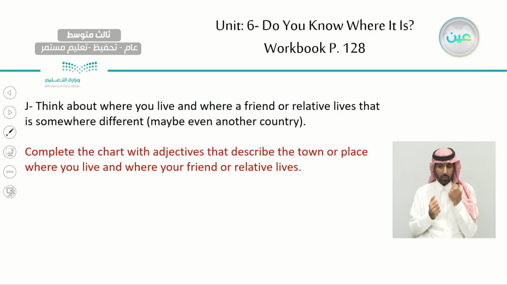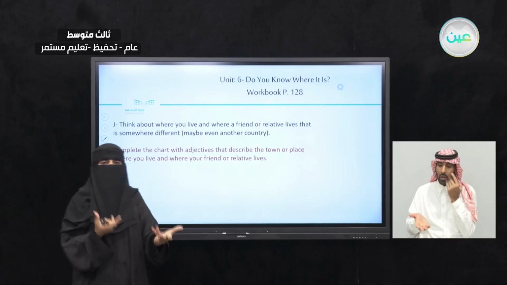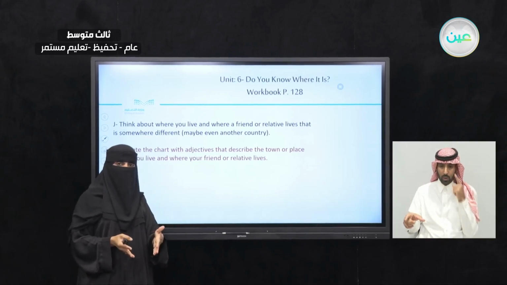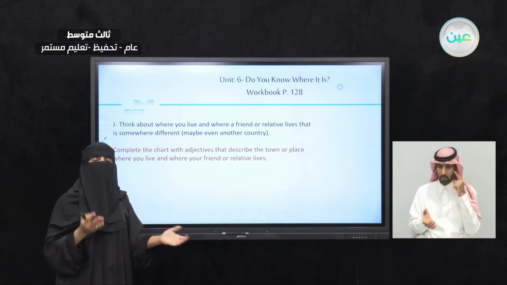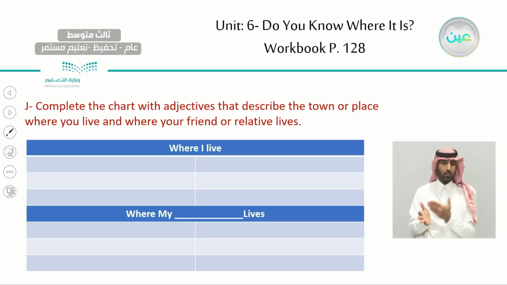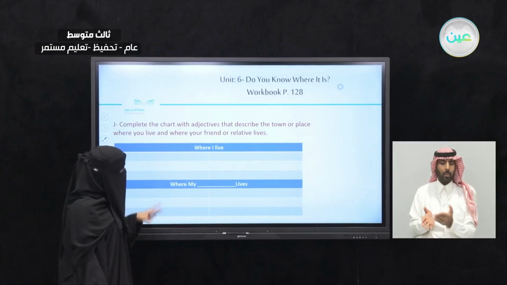What does he want you to do? You have a table, a chart in front of you. Complete the chart with adjectives that describe the town or place where you live and where your friend or relative lives. Okay, he wants you to compare the two places. One place is where your friend lives, and the other is the place where you live. Then use adjectives to compare between the two places. This is the table you have in front of you. I'm sure you did it. Okay, here you will write adjectives about your city or your town, and here you can write where my brother lives, where my friend lives, where my cousin, where my nephew, etc. Okay? And then you write the adjectives.